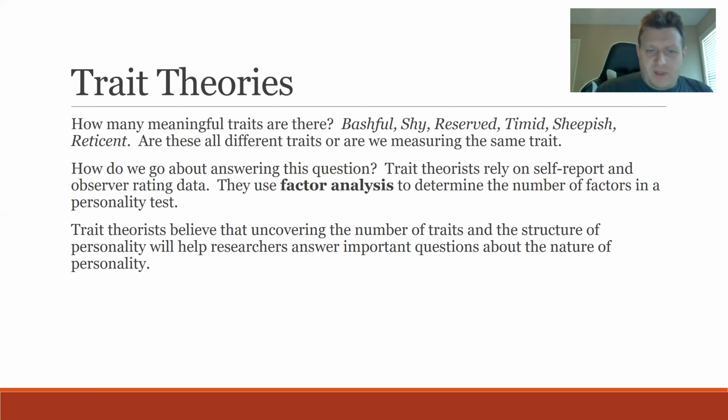So trait theorists believe that uncovering the number of traits and the structure of these traits is going to help researchers. Okay, if we know that people differ mainly in 5 different ways, we can come up with assessments of those 5 different traits and see how they predict, for instance, how well someone does their job.